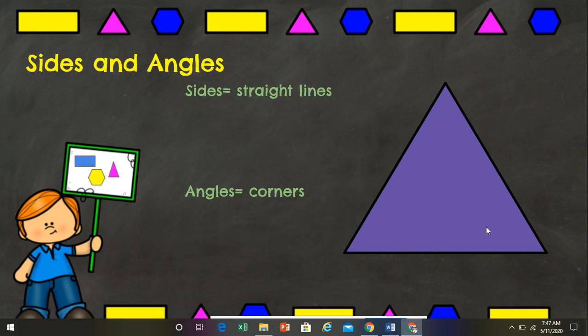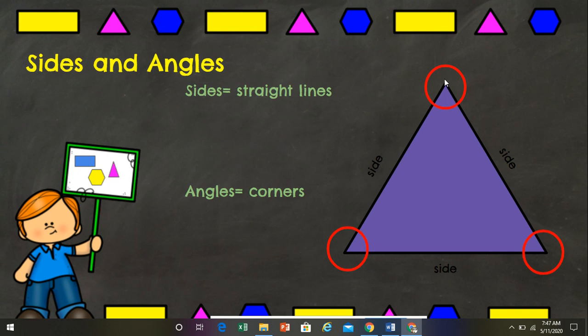So, sides and angles. Let's start with what are sides, and what are angles. Sides are these straight lines right here. This line right there, that's a side, this is a side, and this is a side. What are angles? The corners. This is one corner right here. This right here is one corner.